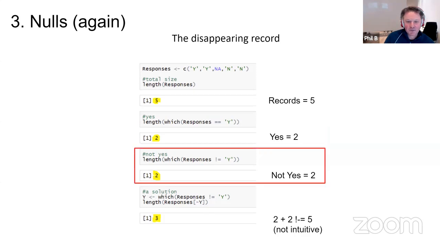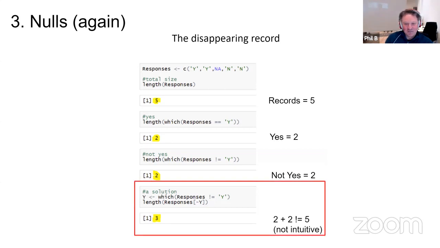How many are y's? 2. And then it says, tell me how many are not y. So I've got 5 records, 2 are yes. How many are not yes? Well, the answer is 2. That doesn't make sense logically. If 2 are yes, 2 are not yes, and I've got 5, where's 1 disappeared to? It's because of this NA. Because we don't know, it could be yes or it could not be yes. So sometimes you just got to be aware of this. When you know this, you will deal with it. But if you don't know, you'll trip up.